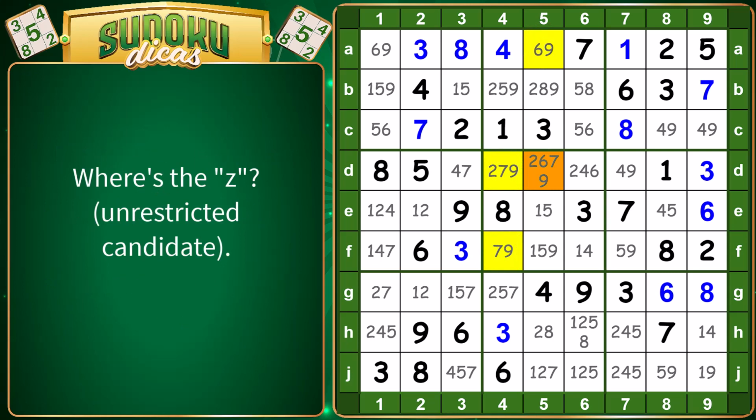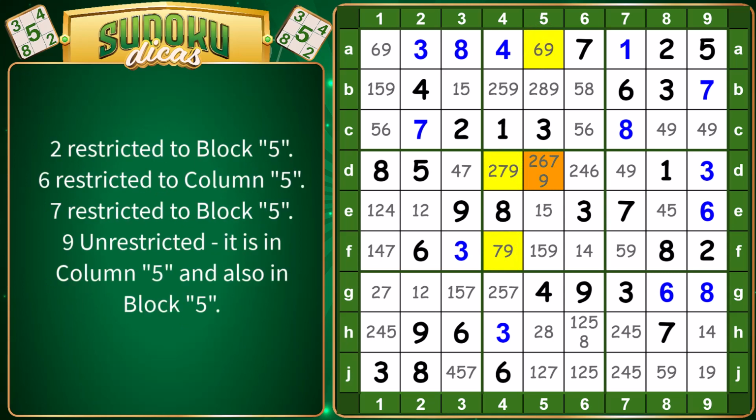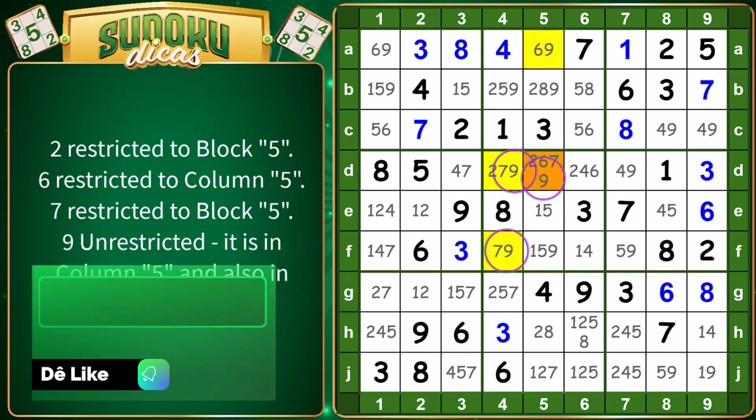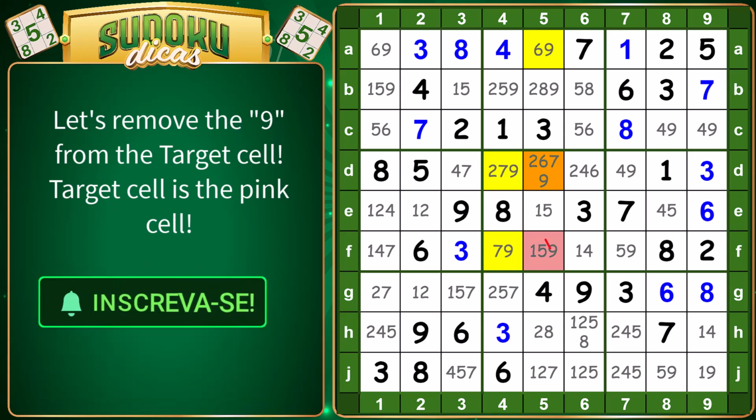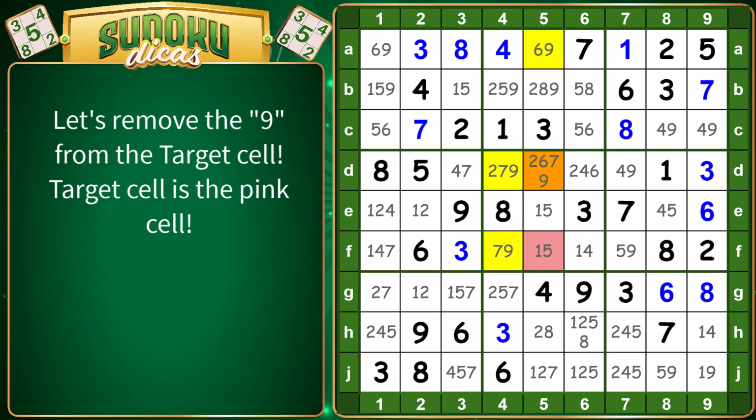Where's the Z? Unrestricted candidate. 2 restricted to block 5. 6 restricted to column 5. 7 restricted to block 5. 9 unrestricted. It is in column 5 and also in block 5. Let's remove the 9 from the target cell. Target cell is the pink cell.